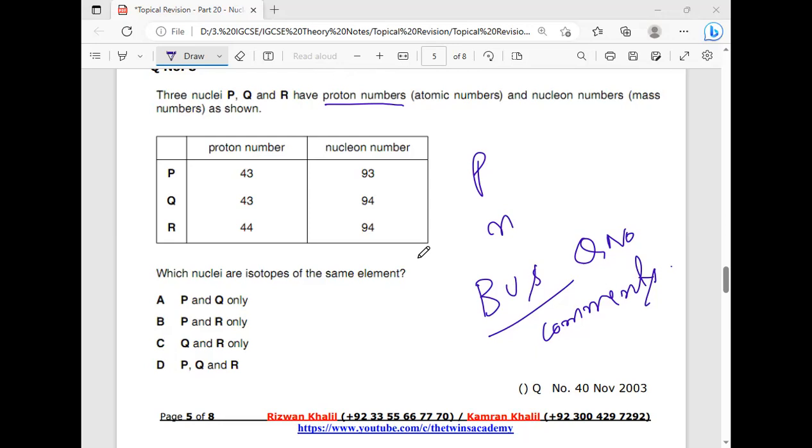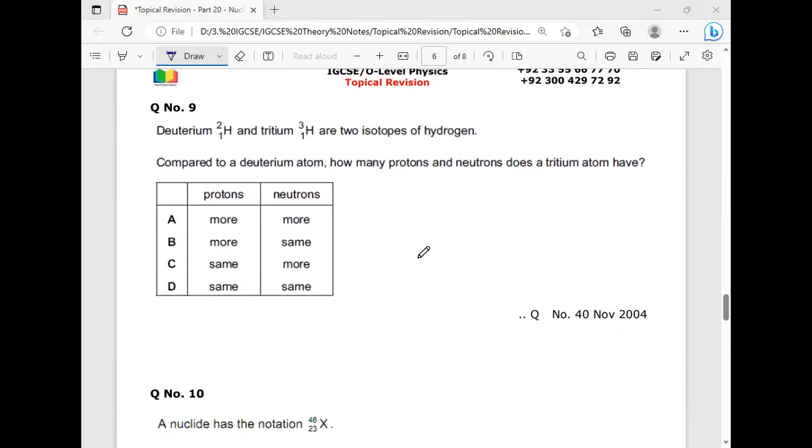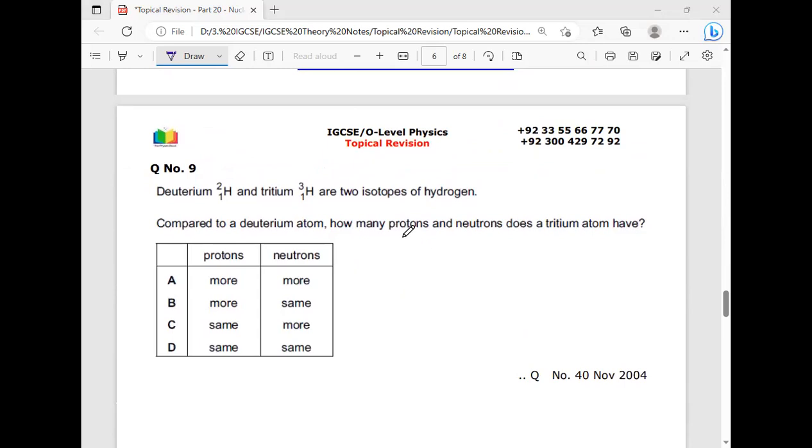Let's move towards the next question. 1H2 and 1H3 are the two isotopes of hydrogen. Compared to the 1H2 atom, how many protons and neutrons does the tritium 1H3 atom have? Since they are isotopes, they must have the same number of protons, 1 and 1. So these two options can be possible.